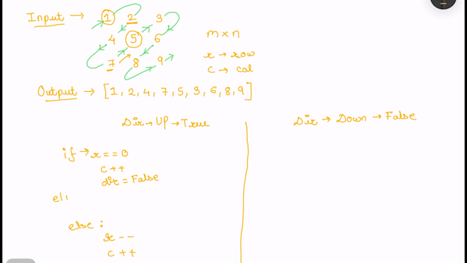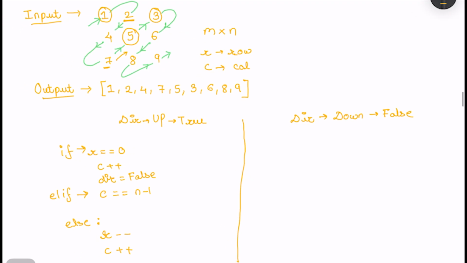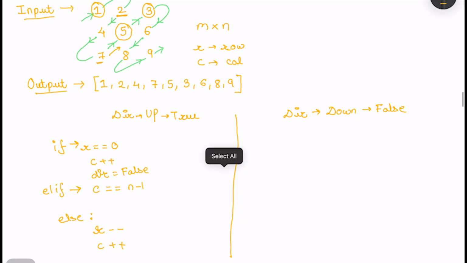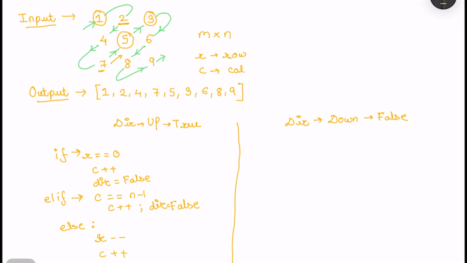The other condition would be if I am at the last column and at row 0. In that case, if C is equal to n minus 1, what I have to do is increment the row and make the direction false. Okay, so these are some conditions that we have to consider while traversing in the upward direction.